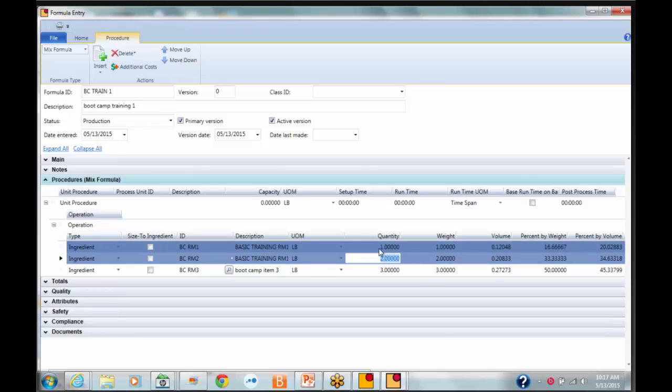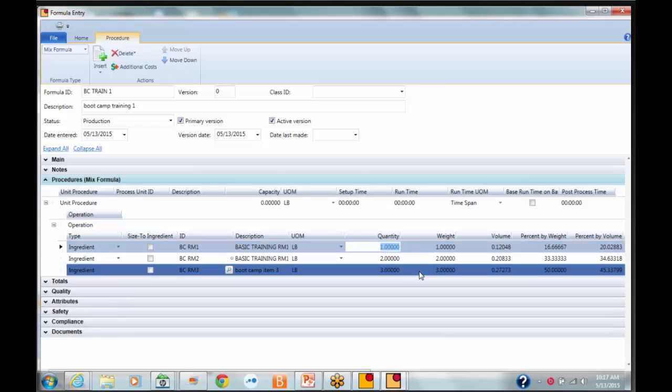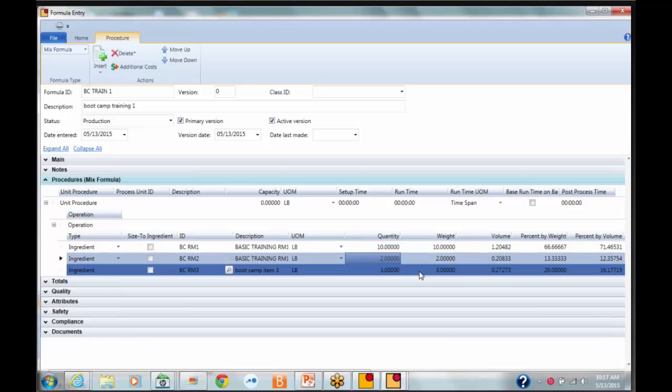From a viscosity perspective, entering 1, 2, 3, is going to end up being the same as 10, 20, 30, 100, 200, 300. It really doesn't matter. It's the ratio that becomes important to me.